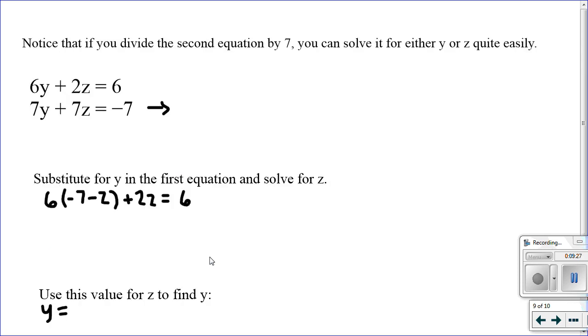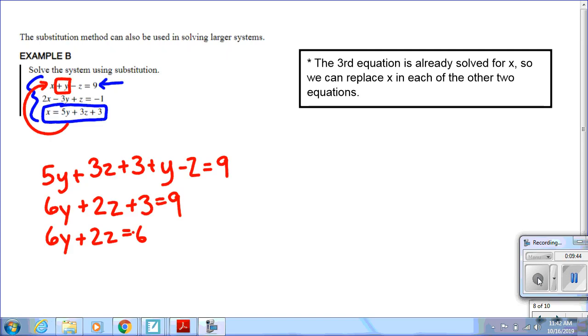All right, so this is what we just came up with: 6y plus 2z equals 6. Now notice that second equation. My second equation is 7y plus 7z equals -7. Let's go back a step for a second. I need that second equation. I haven't done that yet. I substituted x into the first equation. I'm going to get rid of this mess.